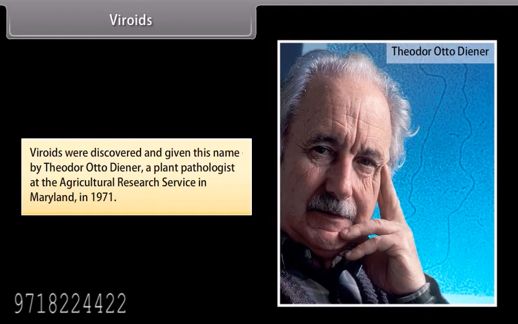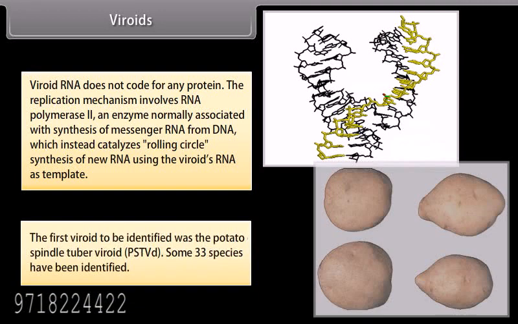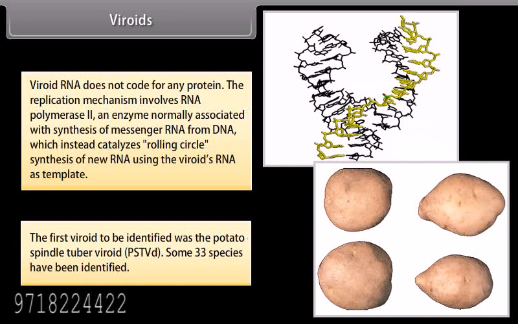Viroids were discovered and given this name by Theodor Otto Diener, a plant pathologist at the Agricultural Research Service in Maryland in 1971. Viroid RNA does not code for any protein. The replication mechanism involves RNA polymerase II, an enzyme normally associated with synthesis of messenger RNA from DNA, which instead catalyzes rolling circle synthesis of a new RNA using the viroid's RNA as template. The first viroid to be identified was the potato spindle tuber viroid, that is PSTVd. Some 33 species have been identified.